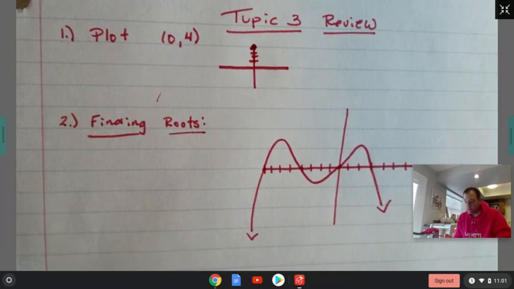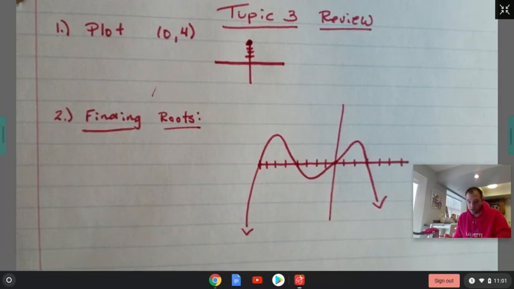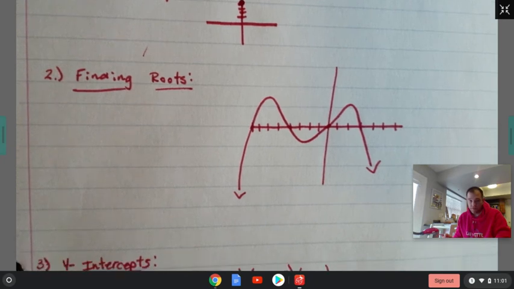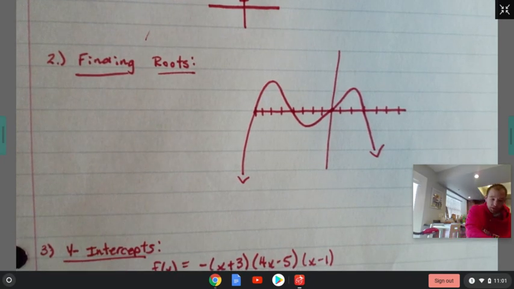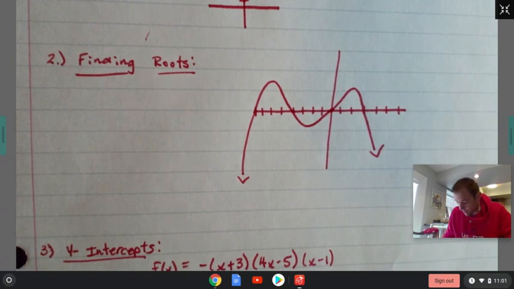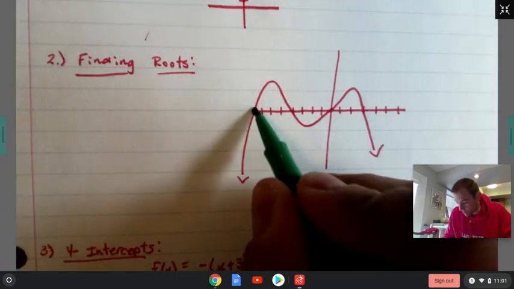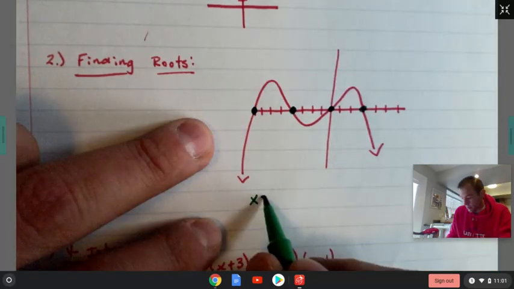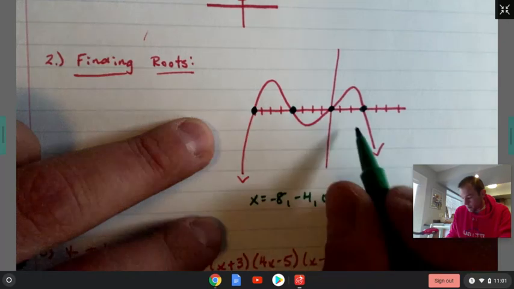The second question says find the roots, and it gave you a graph. Whenever you find the roots of a graph, it's really, really easy. Another name for roots is x-intercepts, right? So just look at this graph and pick out all the x-intercepts. I have -8, -4, 0, and 3. Those are my x-intercepts.